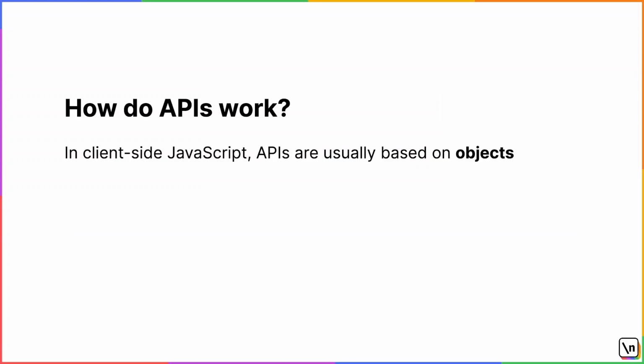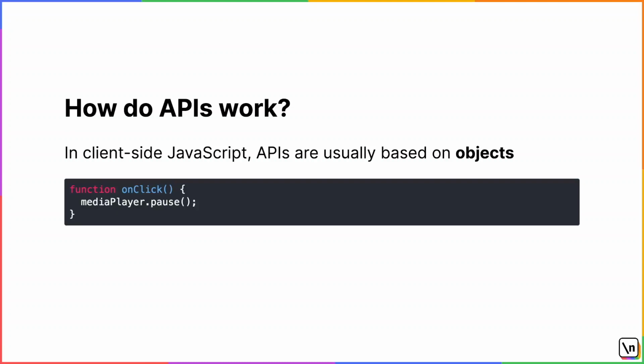So how do APIs work? In client-side JavaScript, APIs are usually based on objects. In the pseudocode example that we saw with the play function, the media player object was the entry point for that API. And we can assume that the media player object also exposes other API methods, for example, maybe a pause method. So let's take a look at a more practical example that you've probably encountered before.